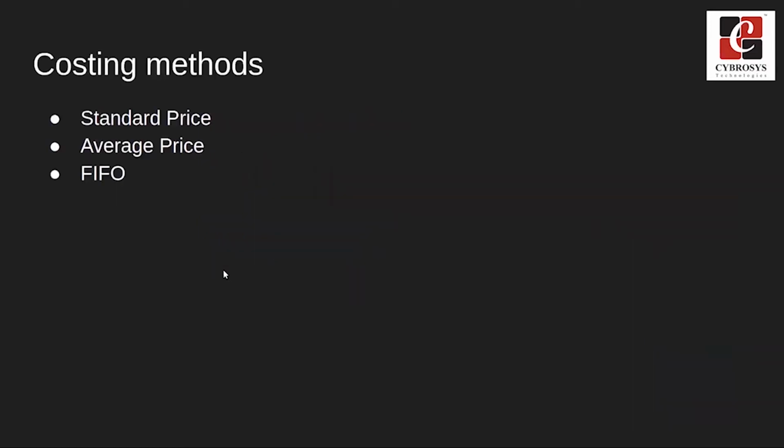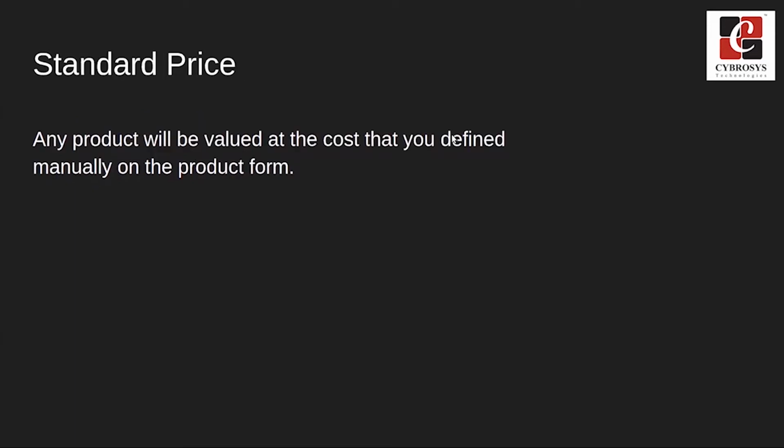For costing methods, we can set standard price, average price, or FIFO. In the case of standard price, any product will be valued at the cost that you define manually on the product form. Usually this cost is an estimation based on the material and labor needed to obtain the product. This cost must be reviewed periodically.